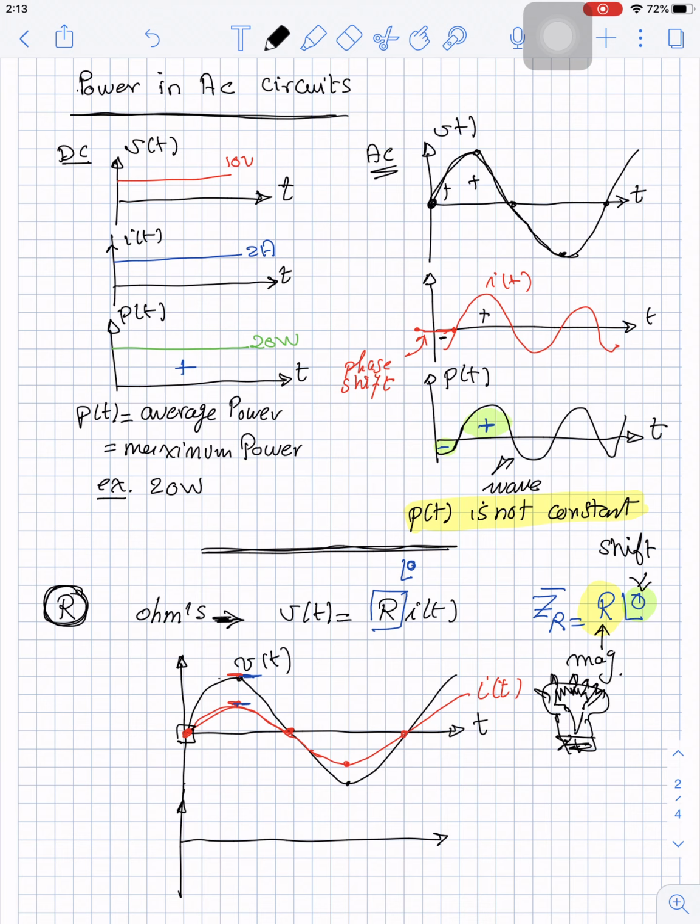So this element doesn't have any way to store energy. It takes the energy, converts it to heat, and loses it. So it will never store energy. It's not an energy storage element. It will lose every single bit of energy it gets. That's why there is no shift between V and I. Why is there no shift between V and I?